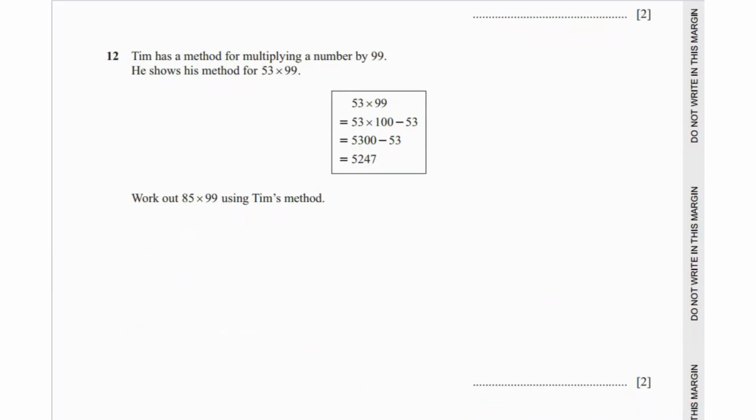Then it says Tim has a method for multiplying a number by 99. He shows his method for 53 times 99. Work out 85 times 99 using Tim's method. So based on the given method, we should do 85 times 100 and then minus 85. 85 times 100 is 8500.